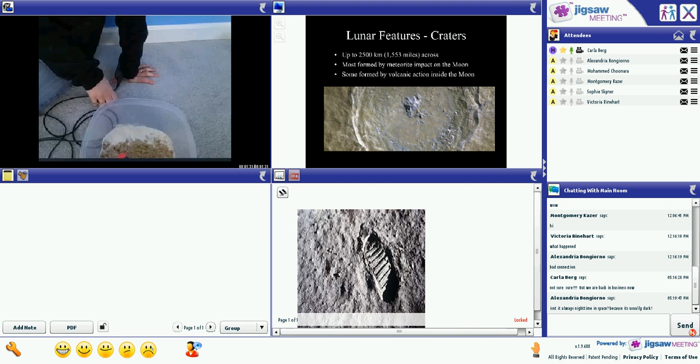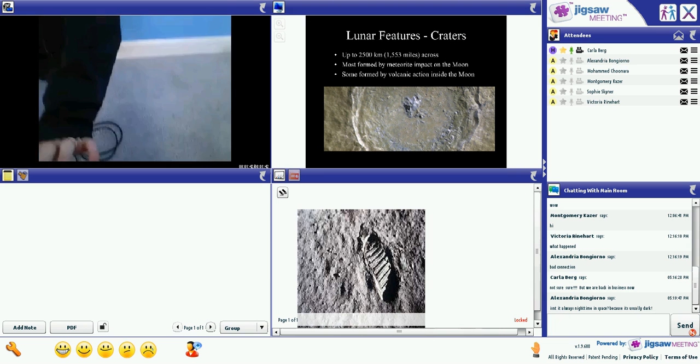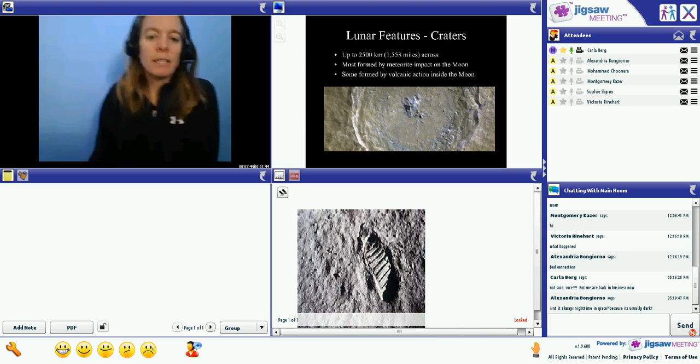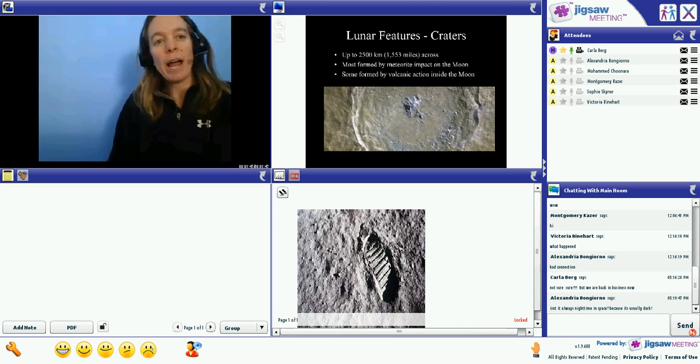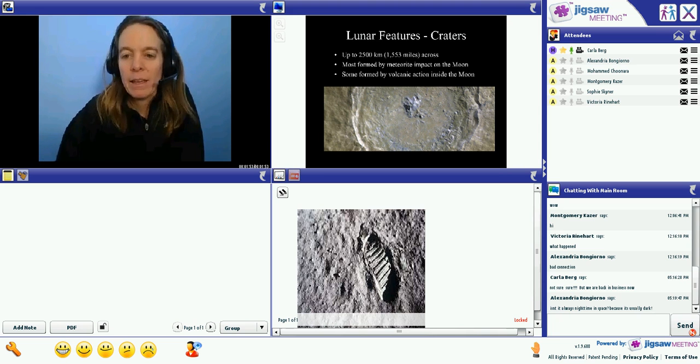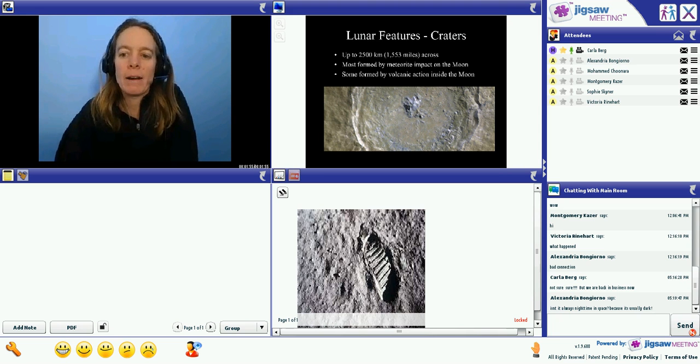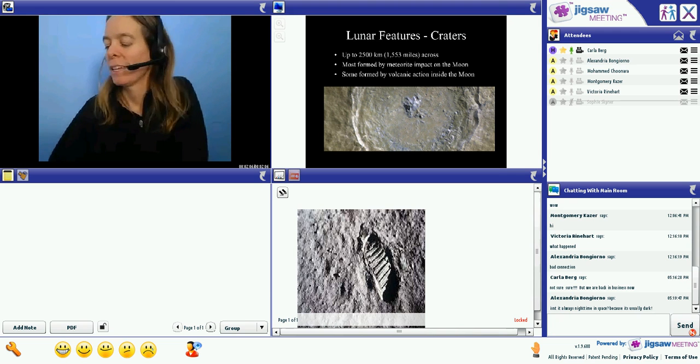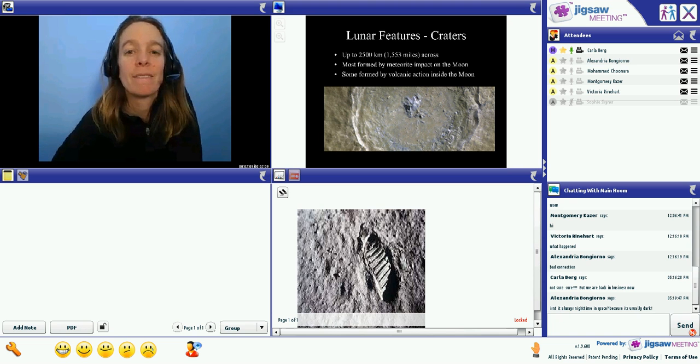This is supposed to simulate the surface of the moon. Does anybody have the materials, or would they like to show us what happens when they drop their marbles into the container? If you do, I can turn your camera on. Would anyone like to try? All right, perfectly fine.